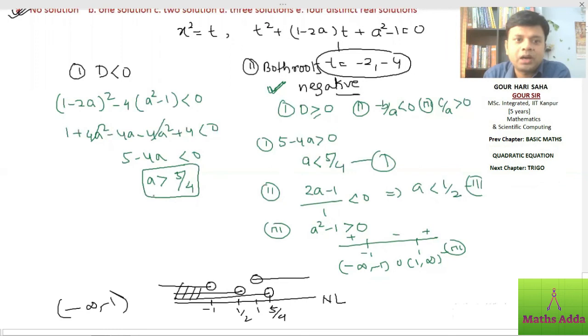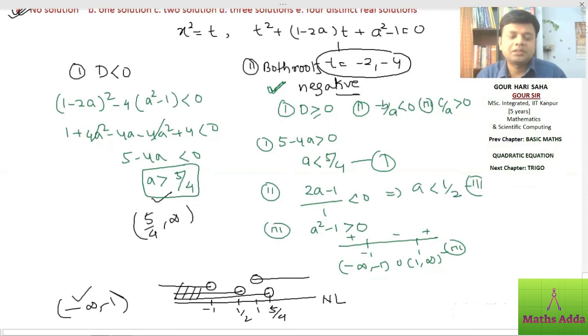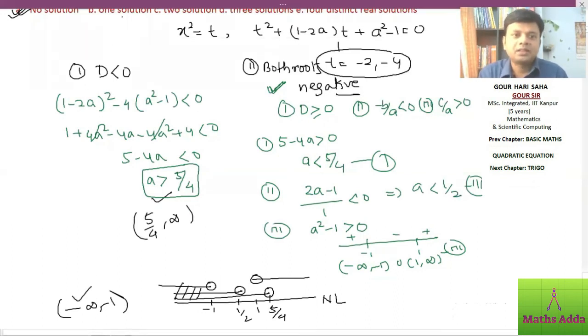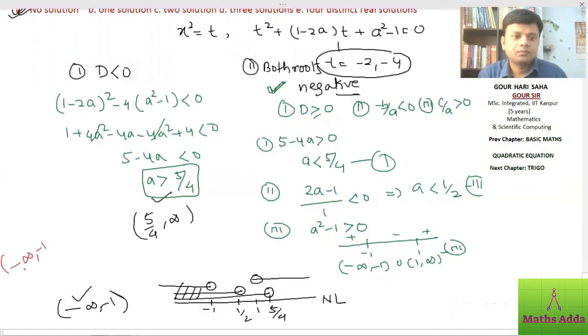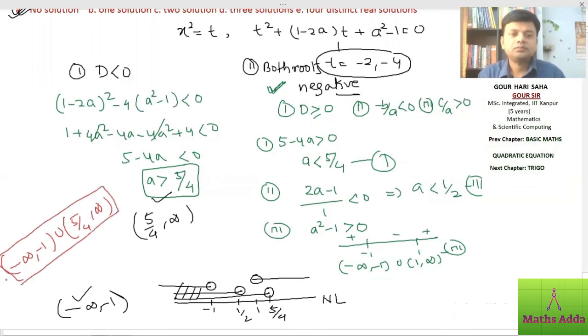So first part of the answer is 5 by 4 to infinity, this one, and the second part is this. So you need to take union. So what is the final answer? Final answer is minus infinity to minus 1 union 5 by 4 to infinity. This is your final answer.